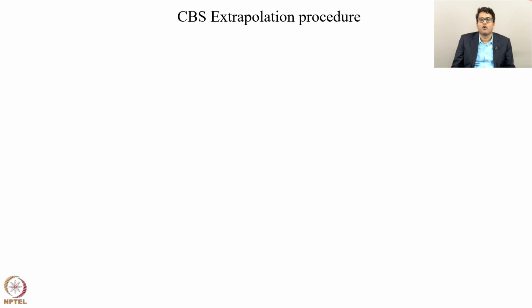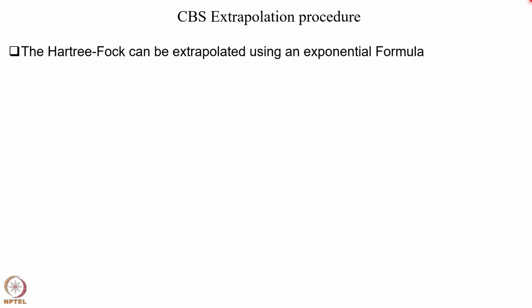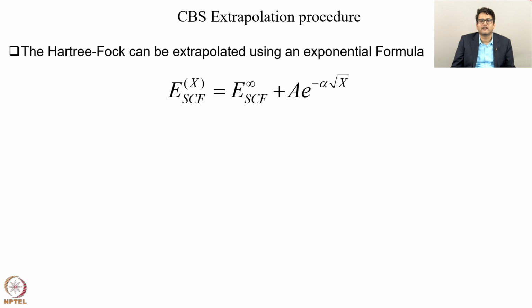Now, in this CBS extrapolation procedure you extrapolate both the Hartree-Fock and the electron correlation energy. We have discussed that their basis set convergence is different. Generally, Hartree-Fock converges more quickly with respect to the basis set size than what is observed for the electron correlation method. So, for Hartree-Fock you extrapolate with respect to the size of the basis set by using a formula, where E_SCF(X) is the SCF energy at a particular basis set, E_SCF(infinity) is the SCF energy at the complete basis set limit, and A and alpha are two unknowns, and it has an exponential dependence.